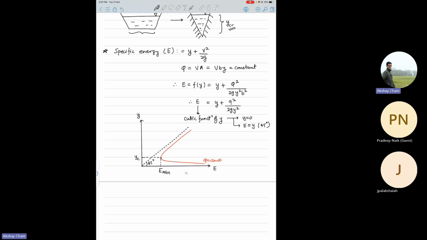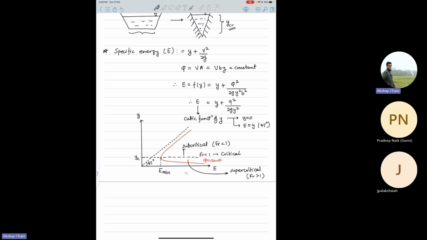And then you will have two domains of flow regimes. Here it will be subcritical, and you will have your Froude number less than 1, and in this domain you will have supercritical flow, and your Froude number will be greater than 1. And on this horizontal line, Froude number will be equal to 1, this line. So this is a critical flow.